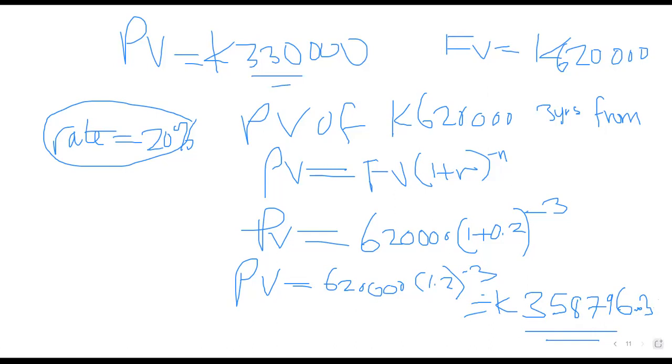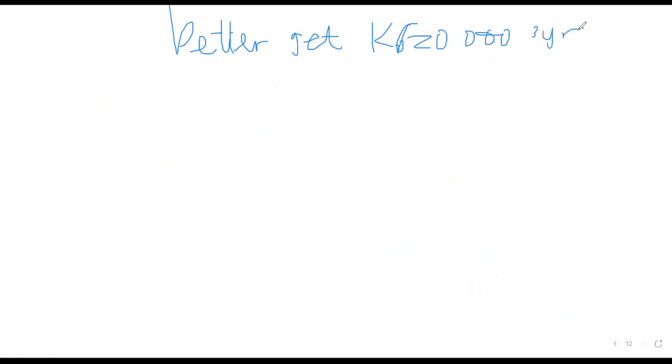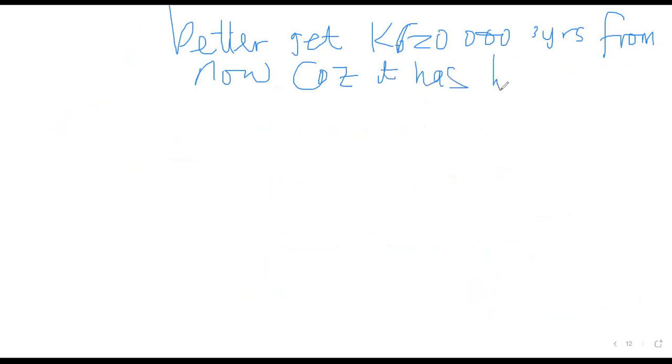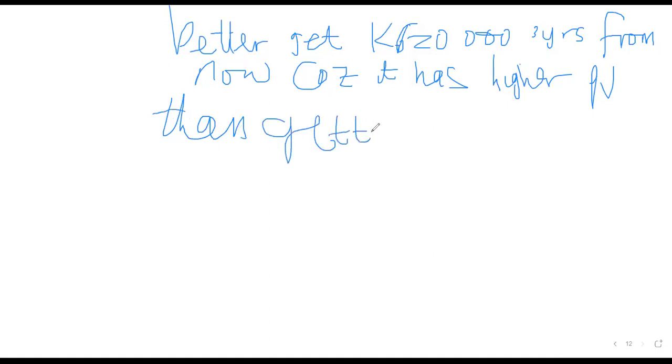Okay, all together. So better get what? 620,000 3 years from now, because it has a higher present value than getting 330,000 today.